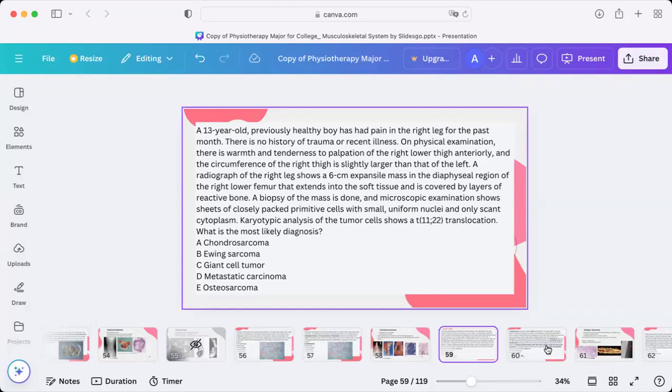I'm seeing you guys are saying B. Tell me about the clinical picture. Good. Correct. Is there something about the location of the mass that makes you also think a little bit more towards Ewing sarcoma?